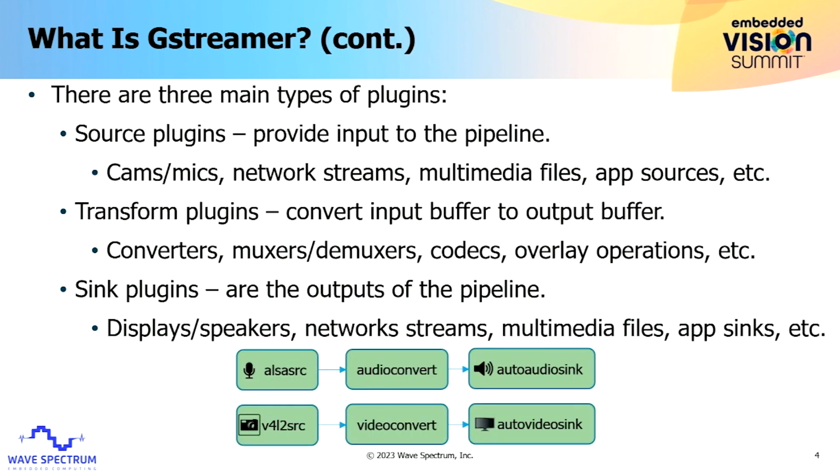There are three main types of plugins in GStreamer, and these are the sources, the transforms, and the sinks. The sources provide data to the pipeline. And these could be sensors like microphones or cameras, or they could be network streams, or they could also be a special plugin called the app source, and I'll mention what that is later.